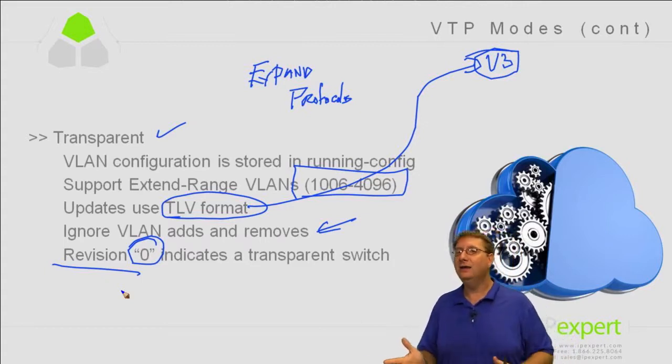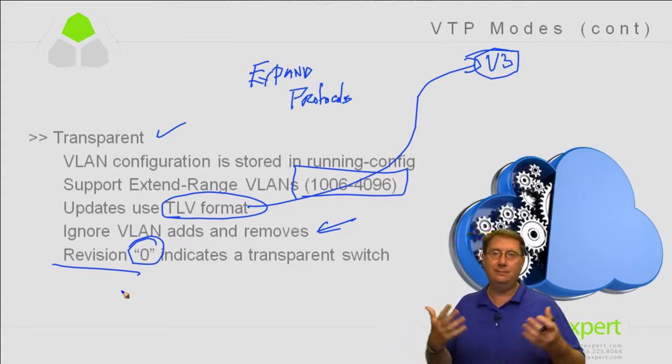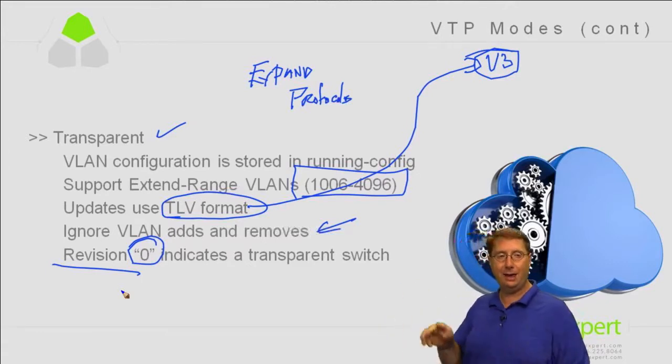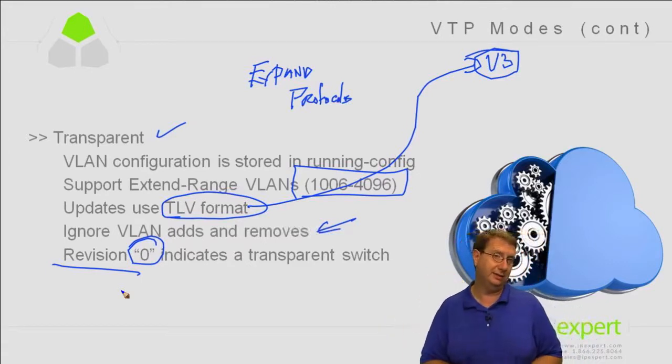Now I can add VLANs ad infinitum on that transparent device. I could add 50 VLANs individually, and my revision number is going to remain the same.